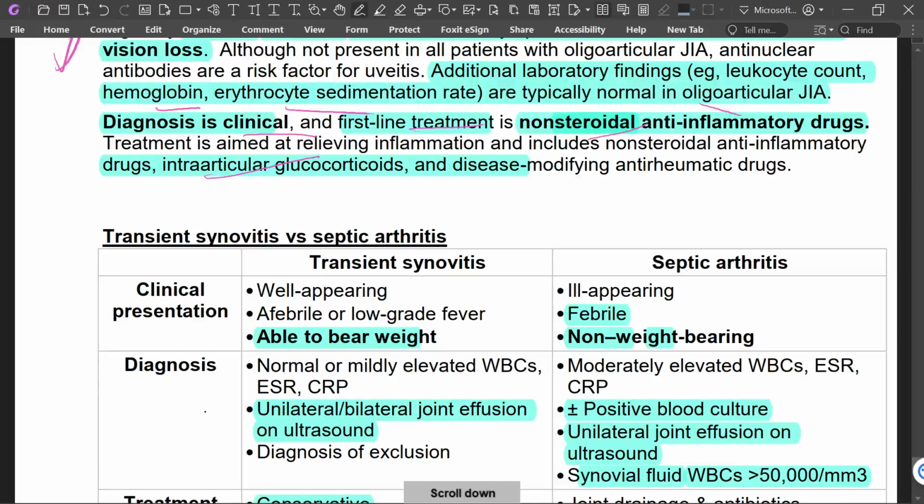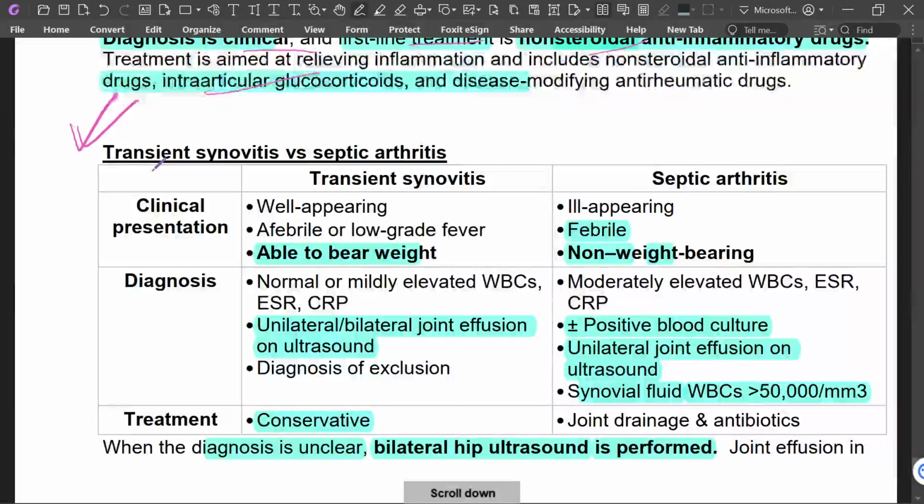Then, how do we differentiate transient synovitis versus septic arthritis? Very high yield, and it happens in children. Transient synovitis is a well-appearing, afebrile or low-grade fever child able to bear weight, and septic arthritis is an ill-appearing febrile child who is non-weight bearing.